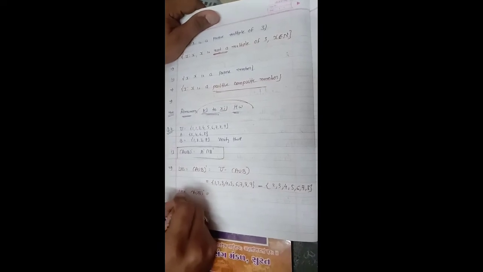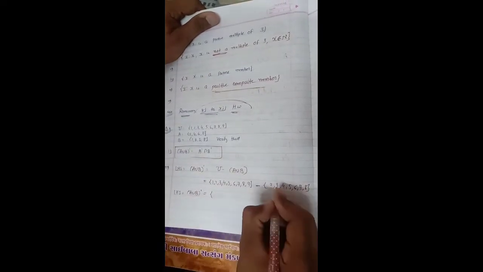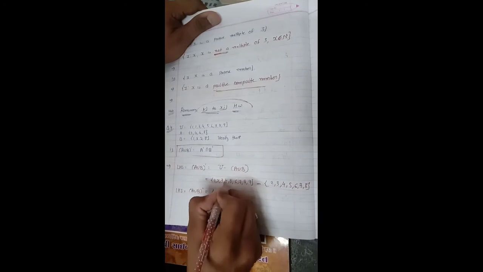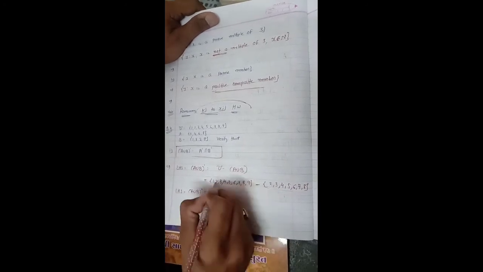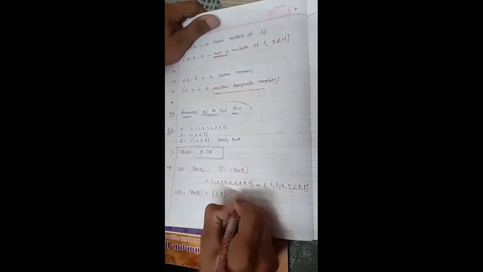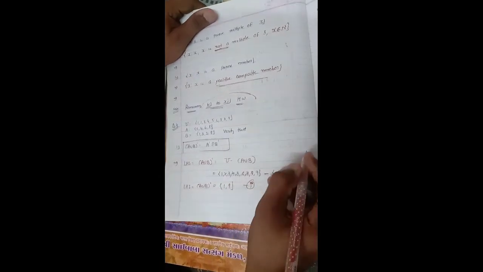It is what, your left hand side. Cut 2 3 4 5 6 7 8. Remaining is what? 1 and 9. Give equation number 1 here.